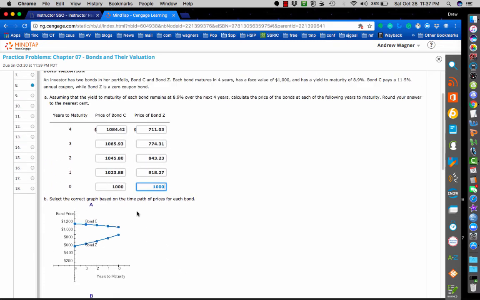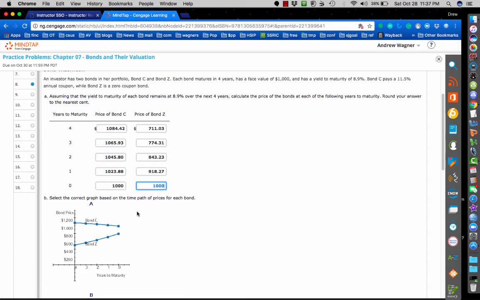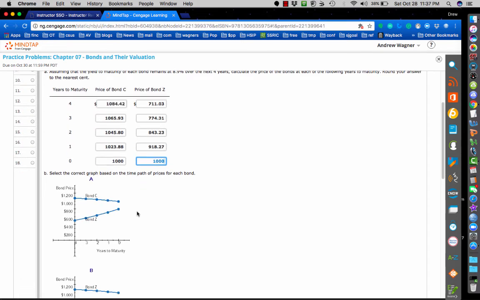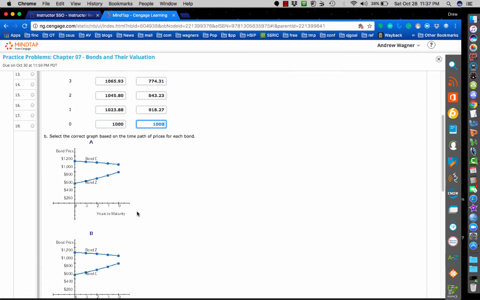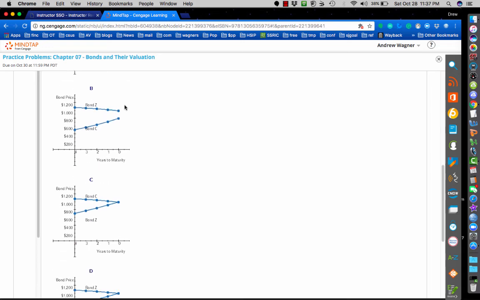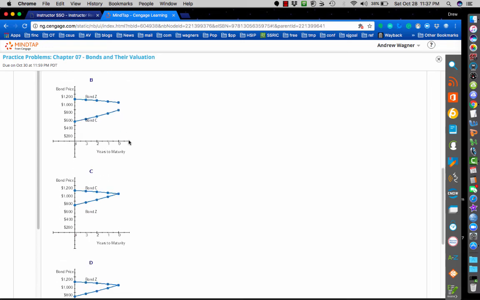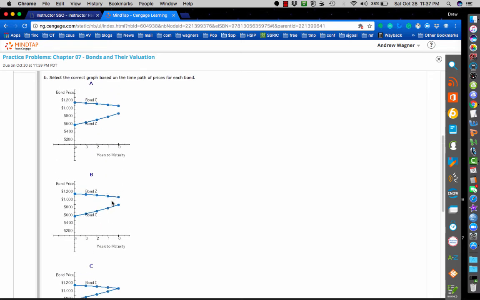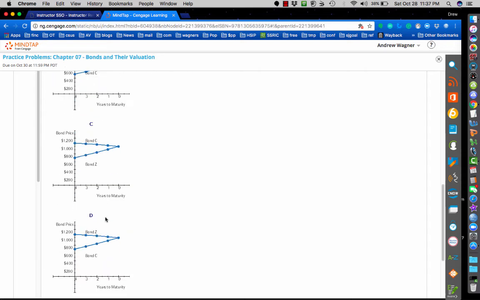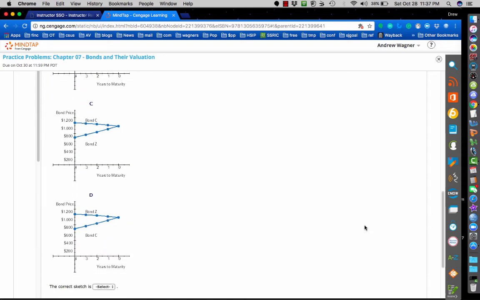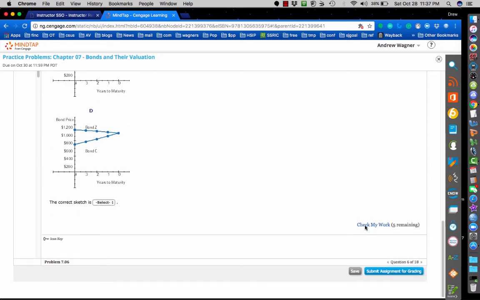The correct graph, you can see that bond C is decreasing down to 1,000 and bond Z is increasing. So actually that first one is correct. Actually, no, it's not correct because they're both equal to 1,000 on the maturity date. So it'd be C. Let's go ahead and check this.